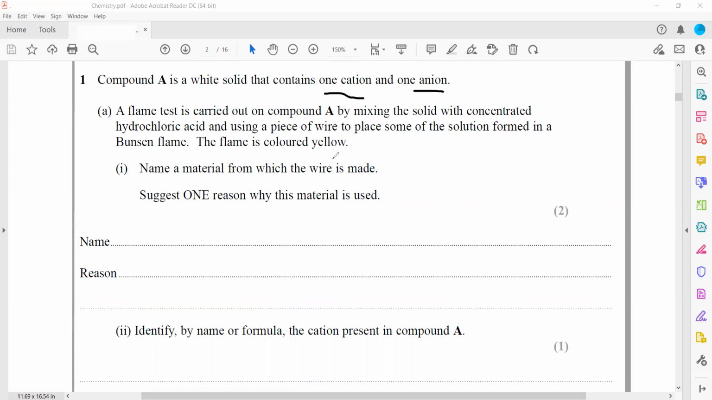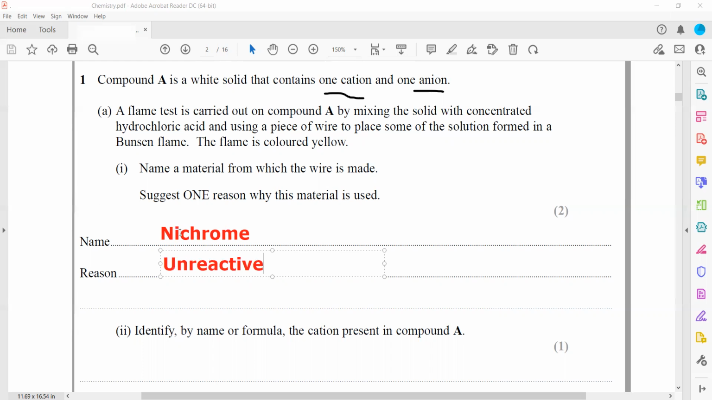on the Bunsen flame, color yellow. Name a material from which the wire is made and suggest one reason why we use that specific material. Normally it's nichrome, a nickel-chromium alloy, or you can write any unreactive metal such as platinum, but commonly it's nichrome. And what is the reason for that? Because it is unreactive or does not react. So the name of the material is nichrome, and the reason is that it does not react or it is unreactive.